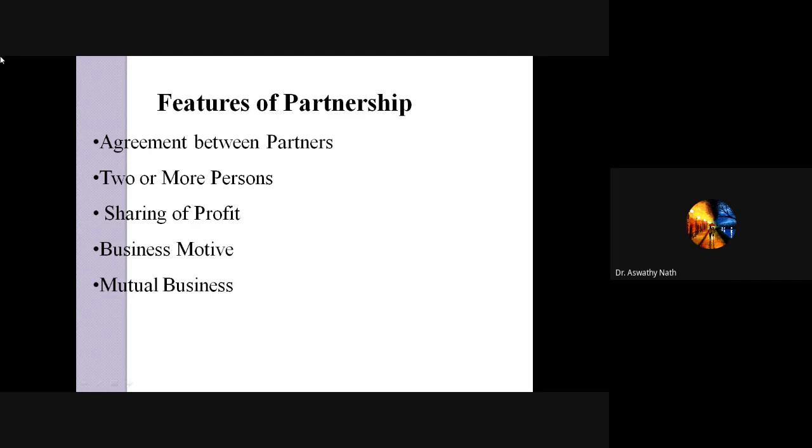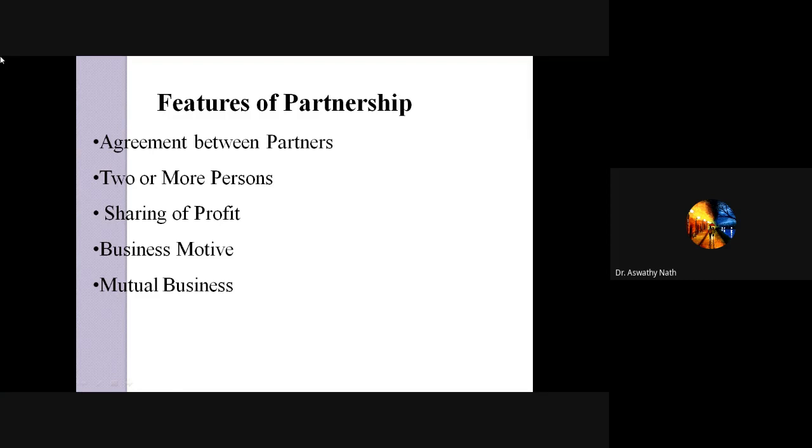And the third one is sharing of profit. You have seen that in the definition itself, it states that there is sharing of profit. In a partnership firm, the partners not only share profit, they also share the losses. So it's a significant component of a partnership firm that there is an accord between the partners, and they have to share gains and losses of a trading concern. So they have to share the profit as well as the loss.